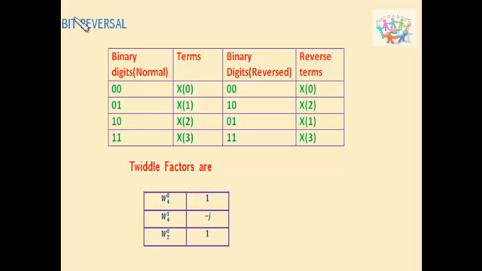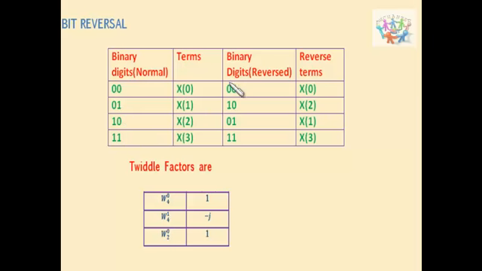Now we need to find the bit reversal. In order to do that, you have to draw a tabular column with binary digits in the normal form, the terms, the binary digits in the reversed order, and the reverse terms. So over here we have 4 inputs, so we'll take 2 binary digits for 0, 1, 2, and 3.